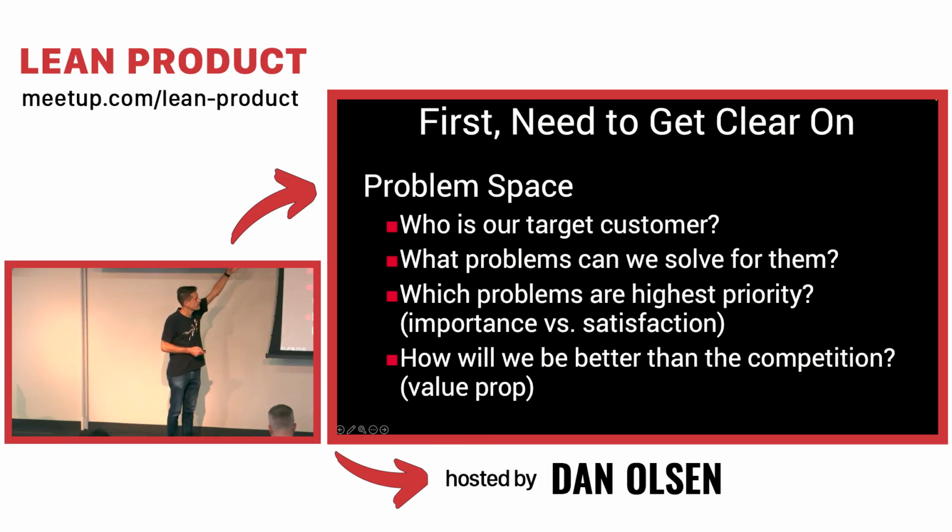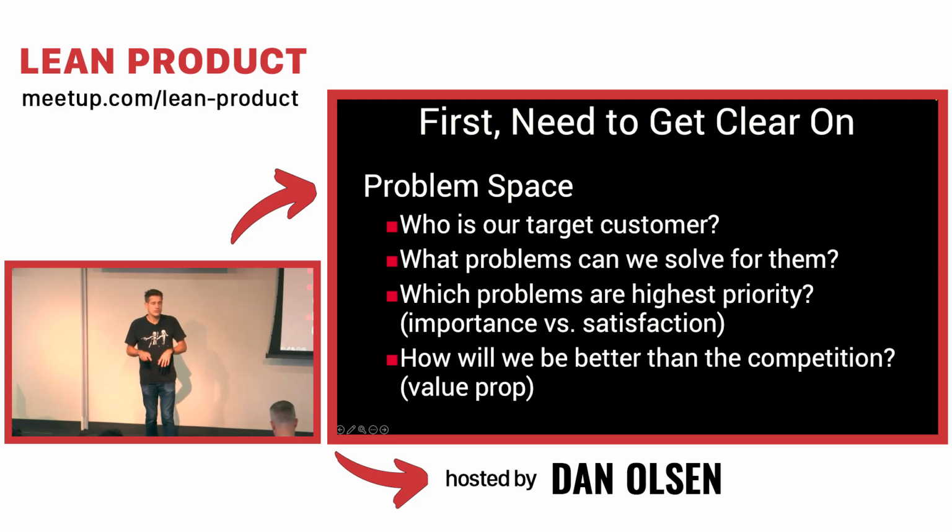So we want to start in the problem space. And we're going to want to get clear on these things. Who's our customers? What problems can we solve? Then the next question is, if we've got 20 possible customer problems, how do we prioritize which one's the biggest opportunity? That's where, I won't get into it, my importance versus satisfaction framework can be useful to prioritize. And then how are we going to be better than the competition, the value prop?